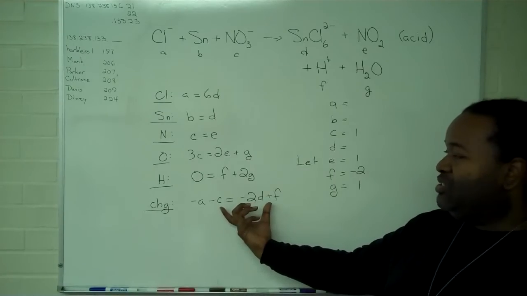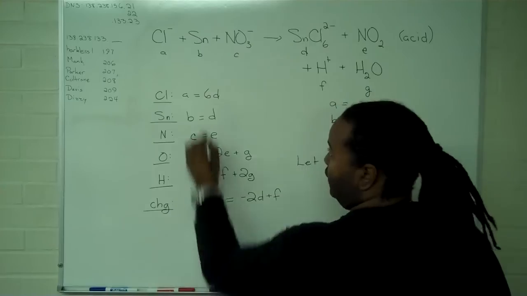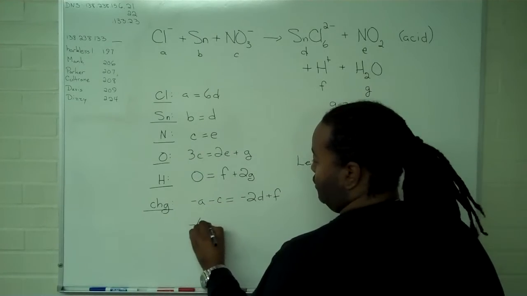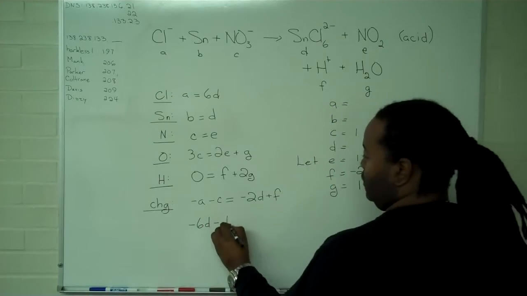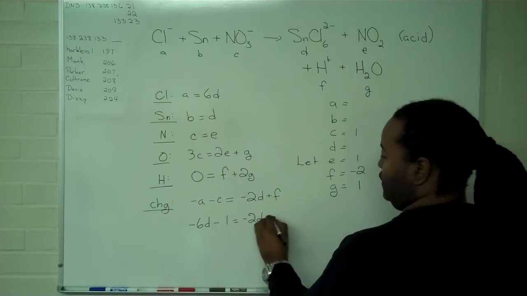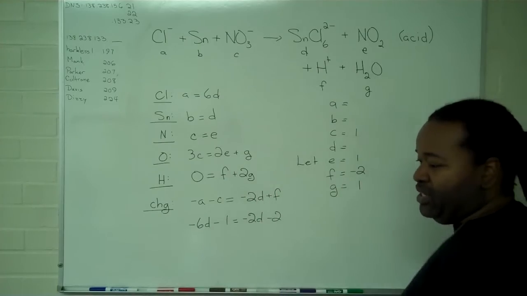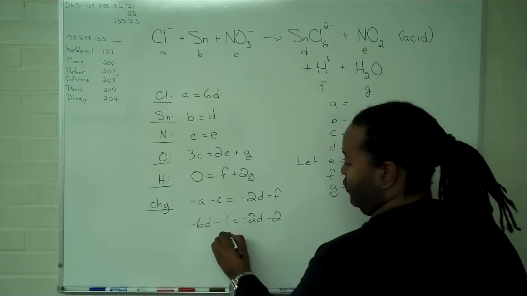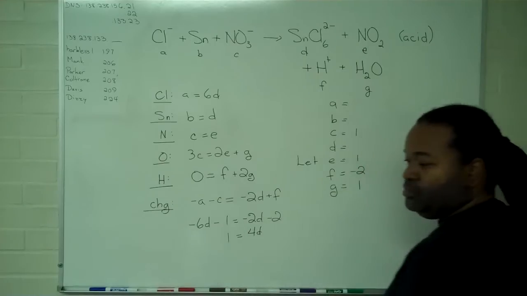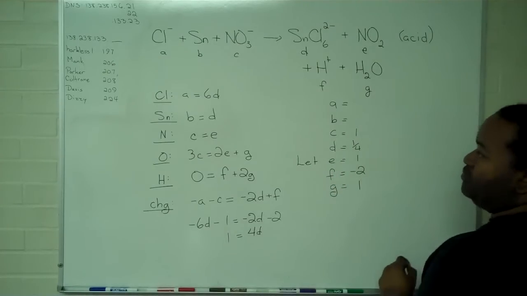We're going to use that information in our charge equation to find a better solution. So I know that A equals 6D, so I can substitute in 6D. C equals 1 minus 2D plus F, which is -2. So now I can group everything on the same sides, and I will ultimately have 1 equals 4D. If 1 equals 4D, then D must equal 1/4.